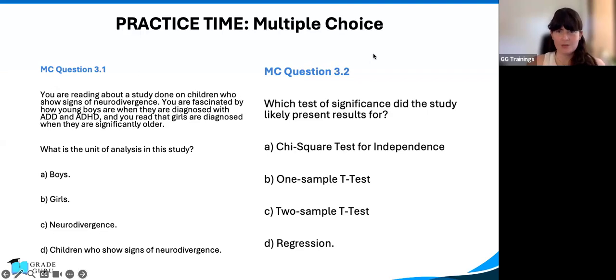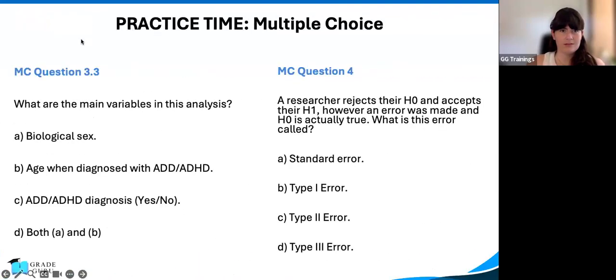Okay, keeping with the same little story, let's have a look at 3.3. What are the main variables then? We already talked about it in the explanation of the previous one, so you should be able to know now. Right, it is D. Because if you chose a two-sample t-test, they have to be two variables, and D is actually the only option that has both variables. But yes, biological sex and age. Lovely.